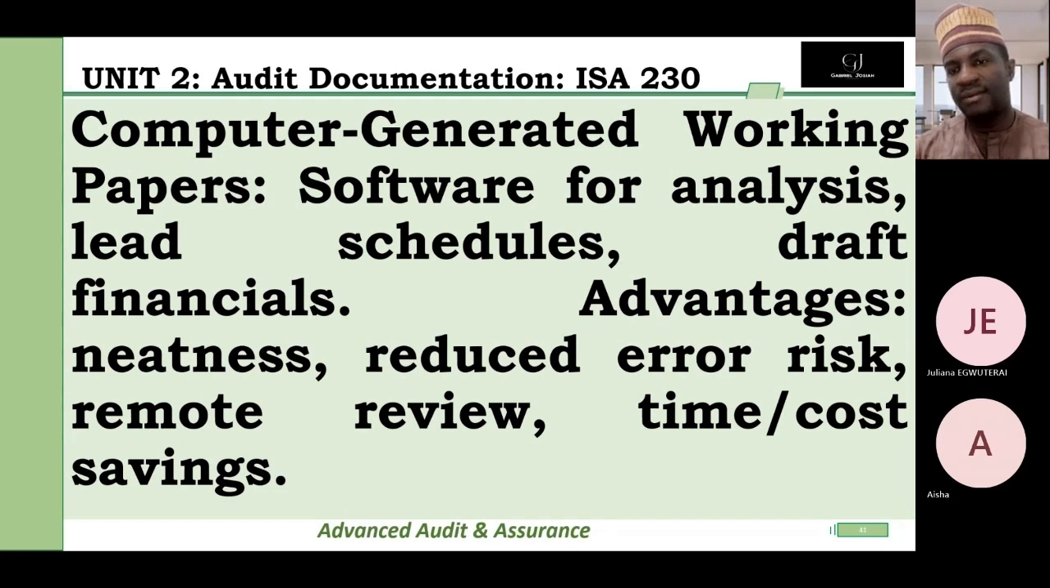Also, computer-generated working papers, like software for analysis, lead schedules, draft financials. The advantage is that computer-generated audit papers are neat. They are not like physical hard copy, and they reduce human error. They facilitate remote review, and most auditors are auditing you from afar because of the accuracy of the financial statements; most of the time they don't even come physically to site. And the time and cost savings help you.